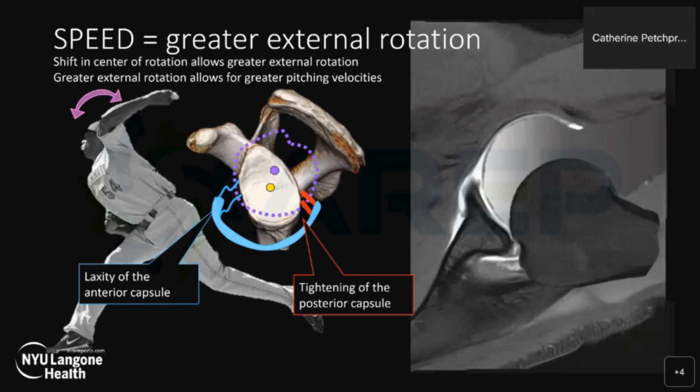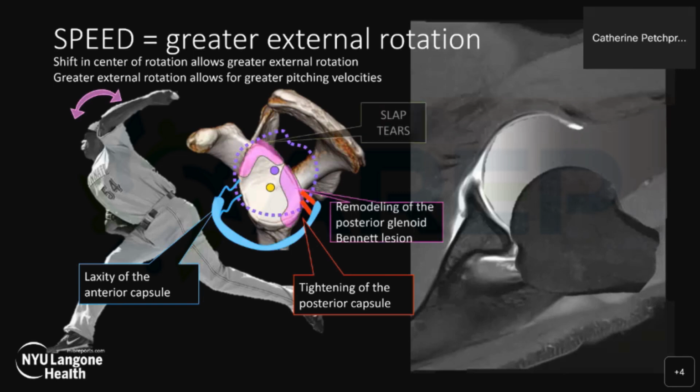posterior joint, with remodeling and focal retroversion of the posterior glenoid, contracture and ossification of the posterior joint capsule called the Bennett lesion. Peel back of the biceps tendon, which goes from an anterior and horizontal orientation to a vertical and posterior orientation at the end of late cocking, results in torsion and can result in SLAP tears, tears of the biceps tendon and base of the superior labrum at their bony attachment.